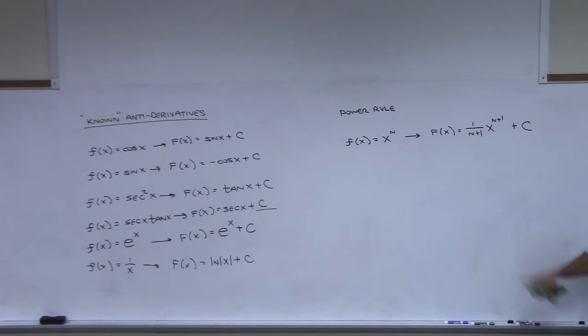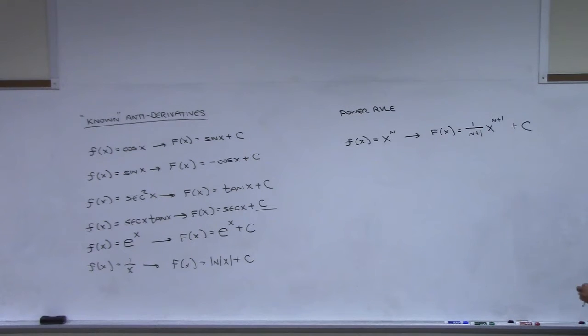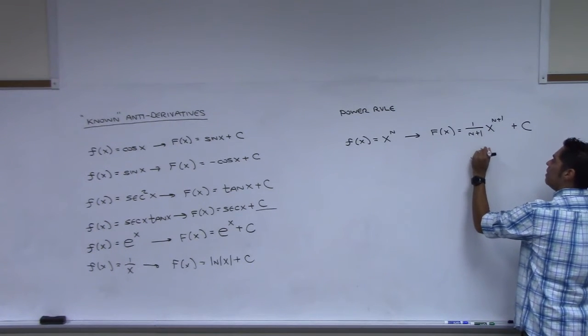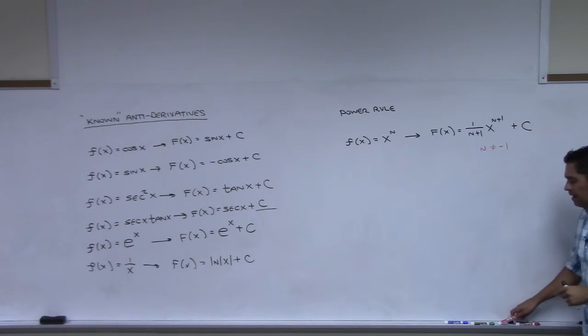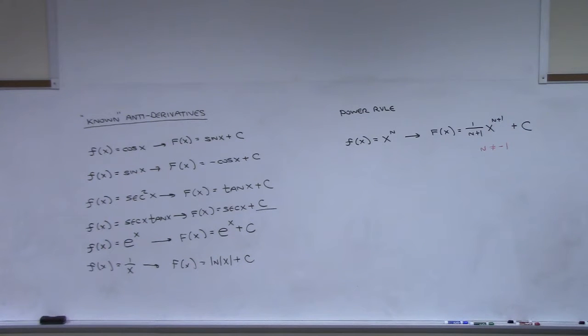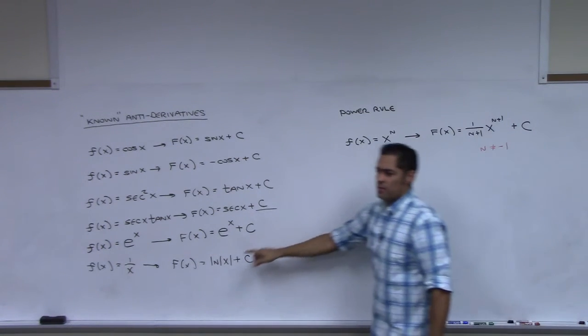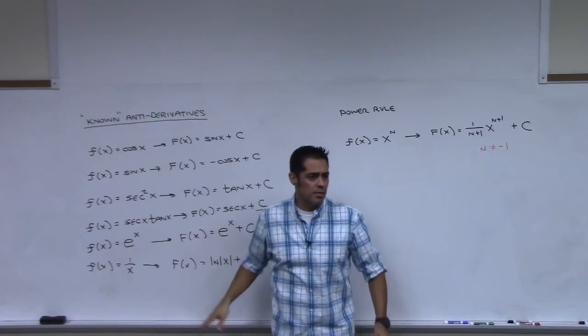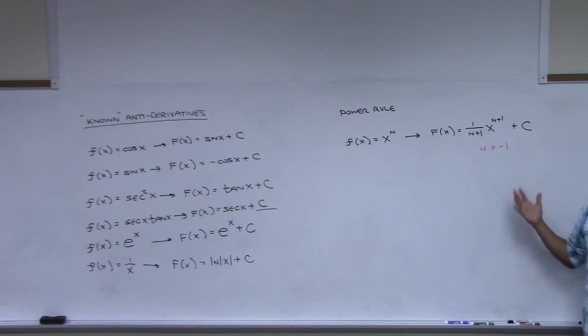Okay. Now this worked almost all the time. There was one case where it didn't work, remember? This only works so long as n cannot be negative 1. But that's okay, right? We're not too concerned about that because when n is negative 1, this is really 1 over x, and we knew that it was natural log. So in other words, we have a way of finding the general antiderivative of x to any power. All right?